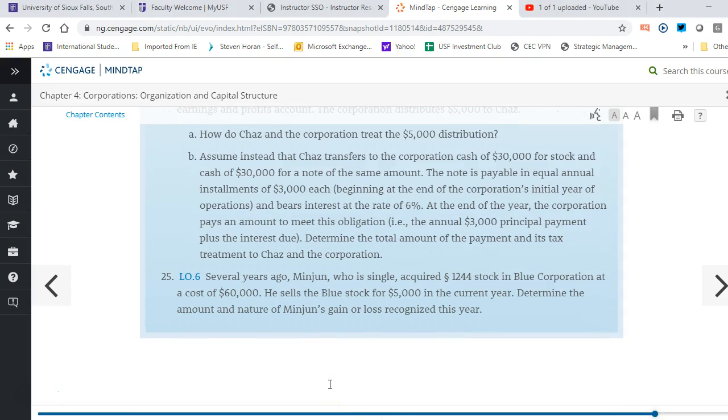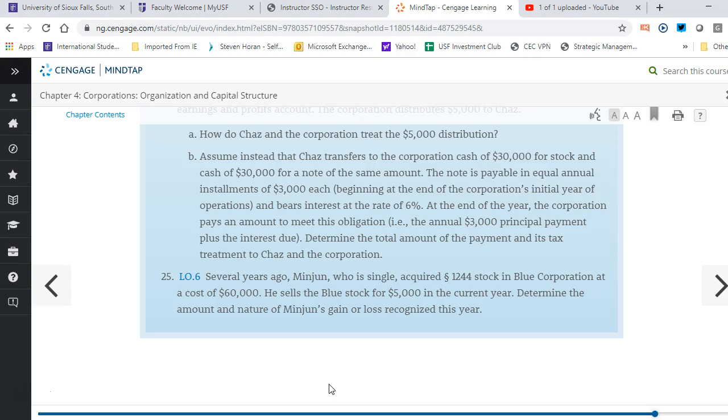Okay, now the last one's 25. Several years ago, Min Jun, who is single, acquired Section 1244 stock in Blue Corporation at a cost of $60,000. He sells the stock for $5,000 the current year. What is the amount of gain or loss realized during the year? Okay, so you can kind of do the mental math and go, well, it had a cost of 60 and we sold it for 5, so it's a $55,000 loss. So the question is, what do we do with that? And this is a fully taxable transaction, and it does produce a loss of $55,000.